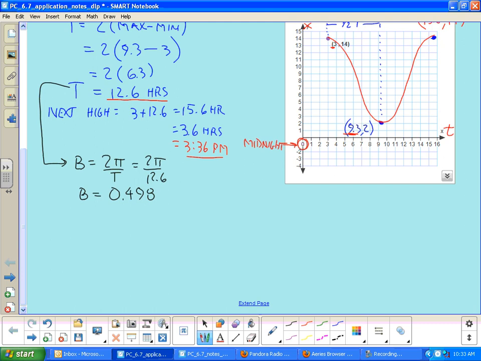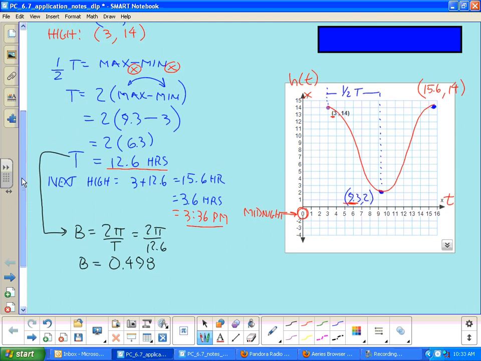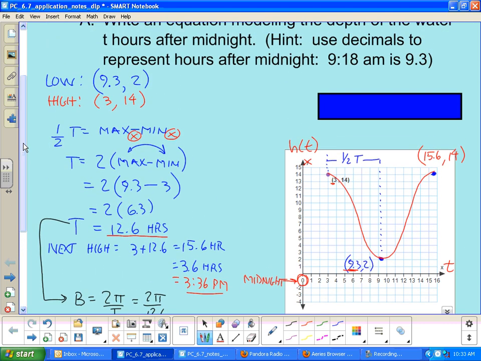Okay, now what do we do? So we drew our sketch. We physically see it is a cosine curve. And if we're going to use this as the starting point, the next question might be, do I have a phase shift?